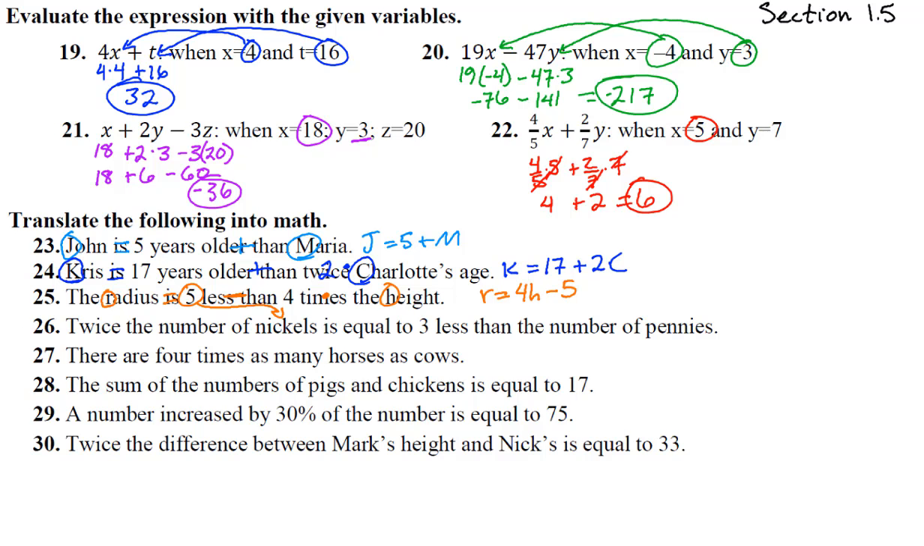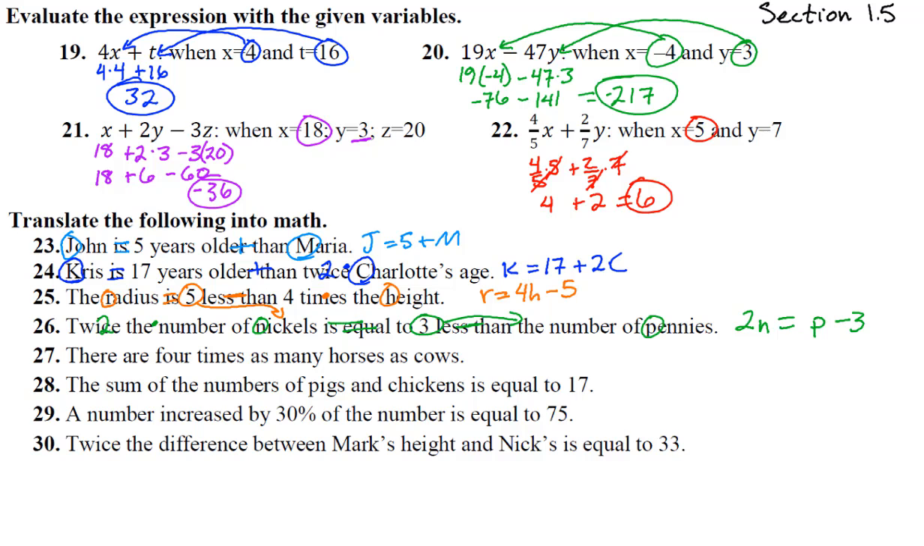All right, number 26. Twice the number of nickels, so that's 2 times n, number of nickels, is equal to 3 less than, there's that less than again, where the 3 gets moved on the other side, the number of pennies, so P. So we get twice the number of nickels is equal to 3 less than the number of pennies. Oh, that was an interesting one. Twice the number of nickels is equal to 3 less than, or subtracted 3 from, the number of pennies.